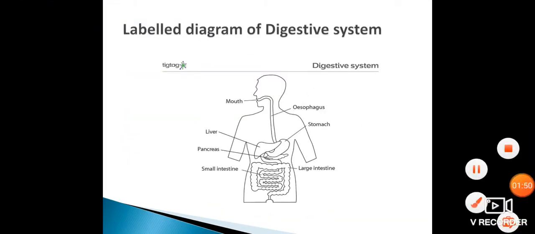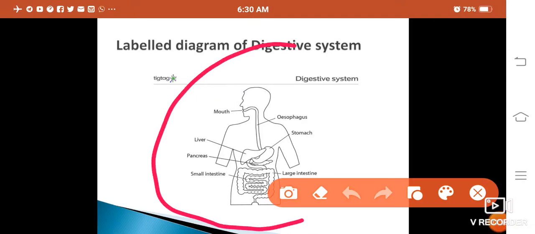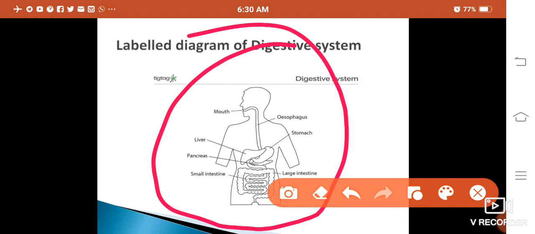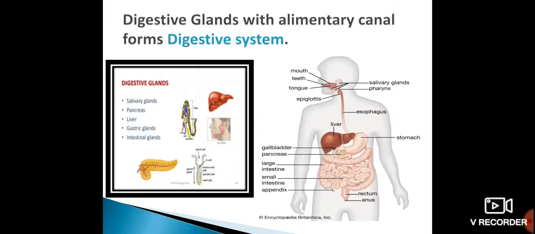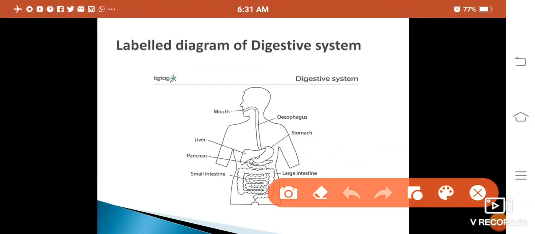This is the labelled diagram of the human digestive system, or you can say the alimentary canal. First is the mouth and last is the anus. This food pipe is known as the esophagus. This bag-like structure is the stomach, and this is the liver, then large intestine, small intestine, pancreas gland. This is the most important diagram of the alimentary canal and the easiest one also.